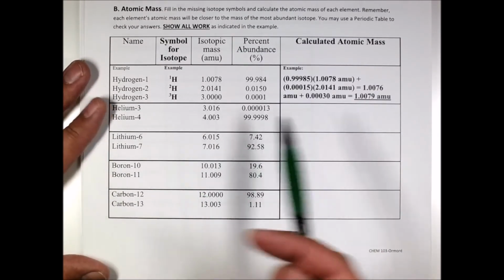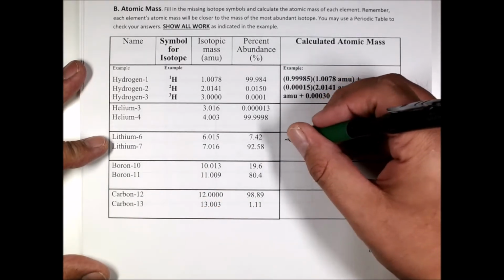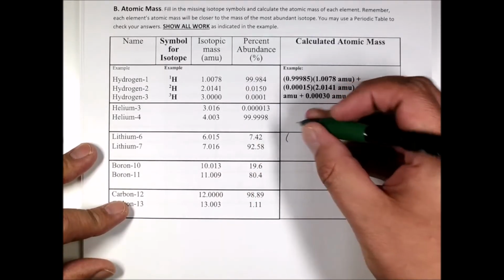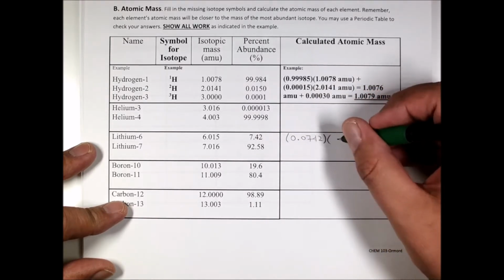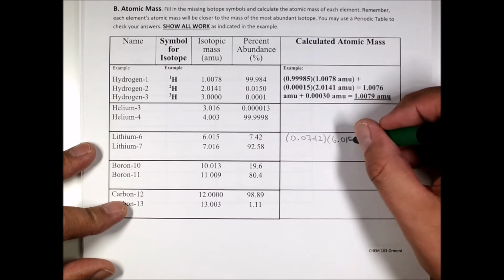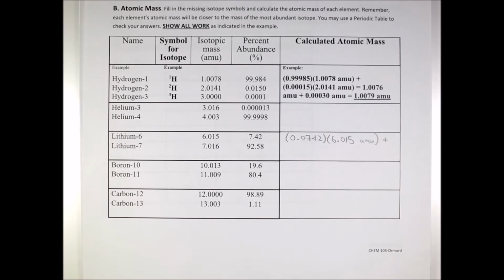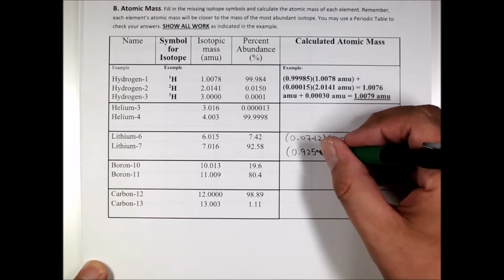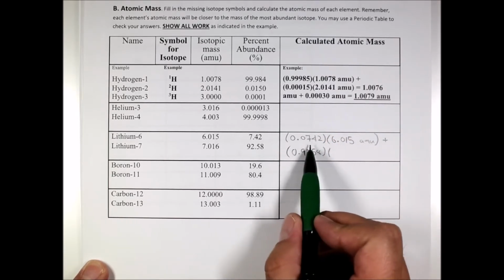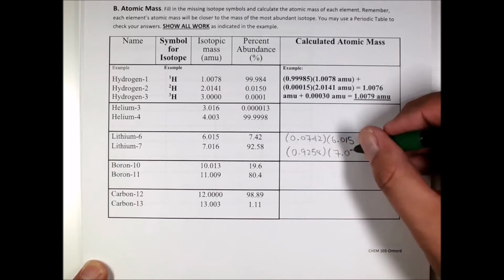Let's go ahead and take a look at this one here, lithium. So percent abundance, I'm going to take a look at the first isotope. That's 0.0742, and then multiply that by 6.015, and the units here are AMU. That is for lithium 6. The next one here, lithium 7, so 0.9258. Remember that these are unitless, your percent abundances. And then multiply that by your 7.016 AMU.